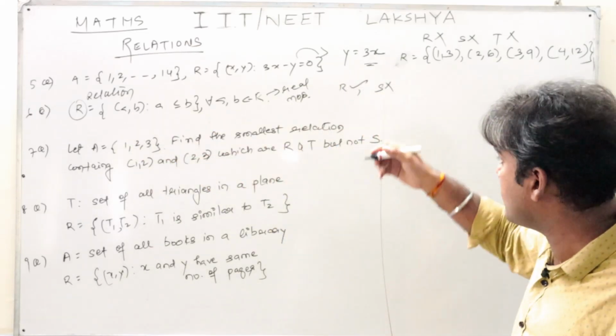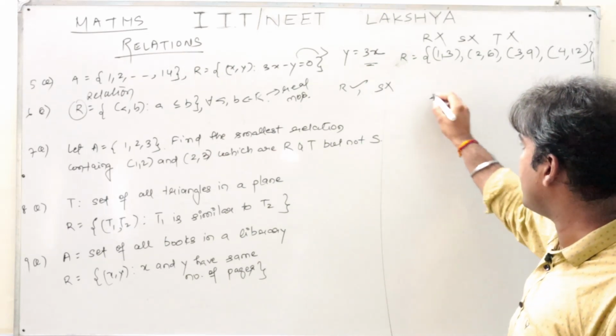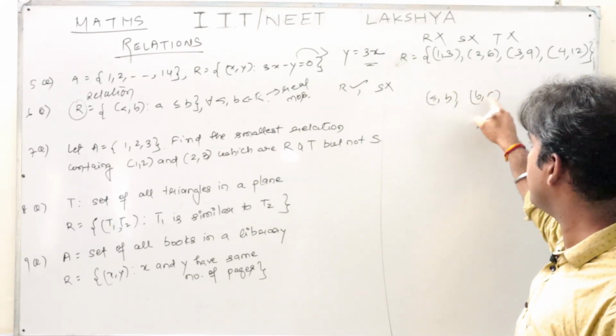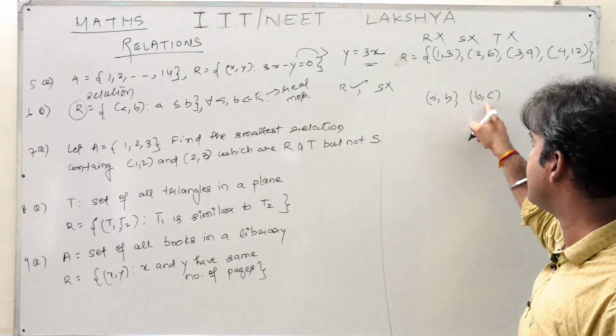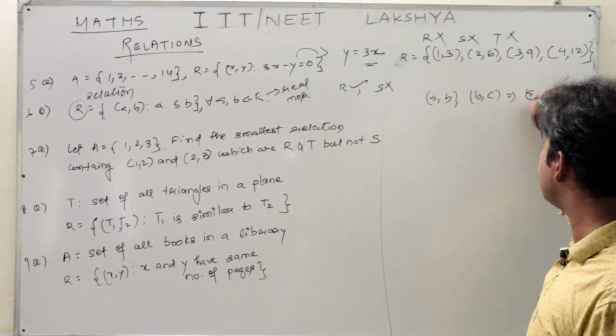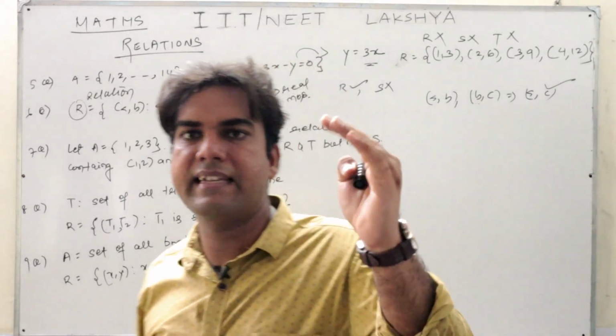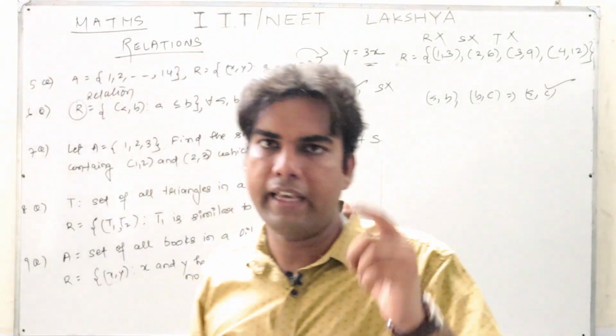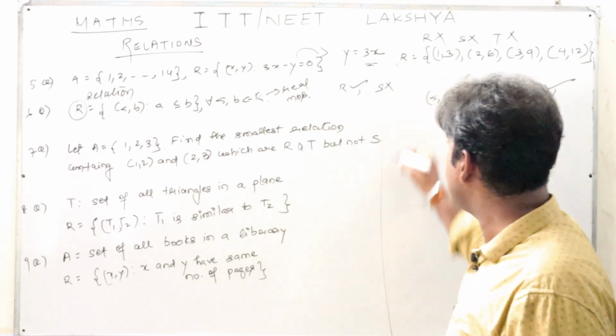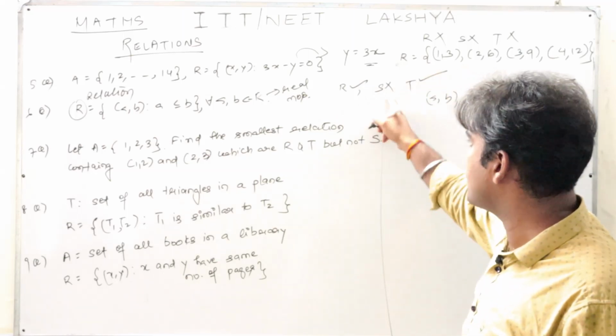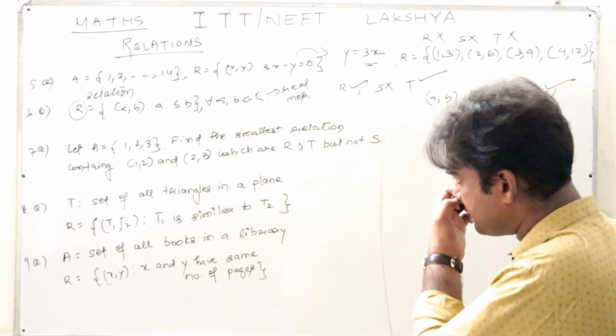What about transitive? (a, b), a is less than b. (b, c), b is less than c. If (a, b) is there and (b, c) is there, then it implies that (a, c) will also be there, because if a is less than b and b is less than c, then obviously a will also be less than c. So it will be transitive. So it is not symmetric, but it is transitive.